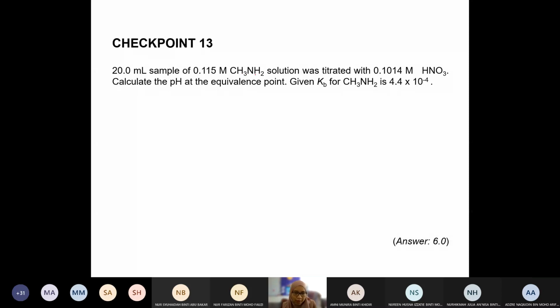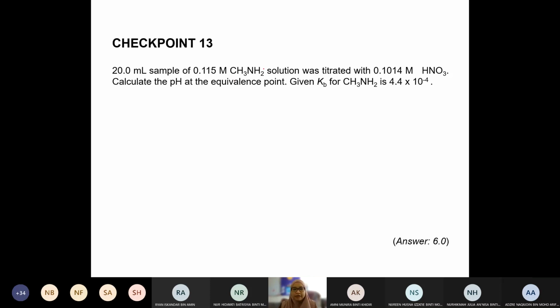CH3NH2 is what, guys? Is it an acid or is it a base? Guys, respond please. Base. Okay, base. What type of base is this? Okay, it's a weak base. So it is a weak base.